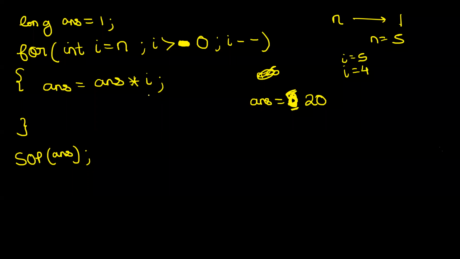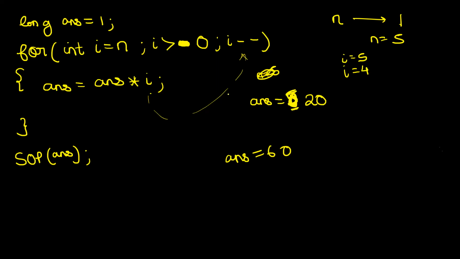Then what will happen? From here, again, you go to I minus minus. So I have multiplied 5 and 4, right? Now the value of I will become 3 and 3 is also greater than 0. So again, I will enter the loop and I will multiply 3 to my answer. So answer was already 20 and you multiply 3 to your answer. So now my answer will become 60, which is nothing but 5 into 4 into 3.